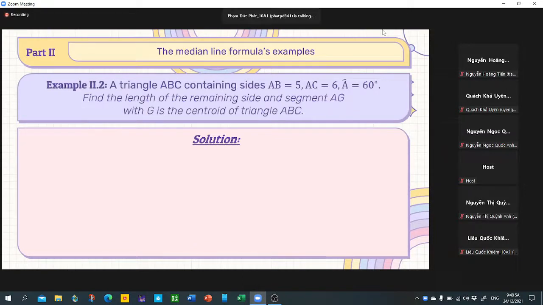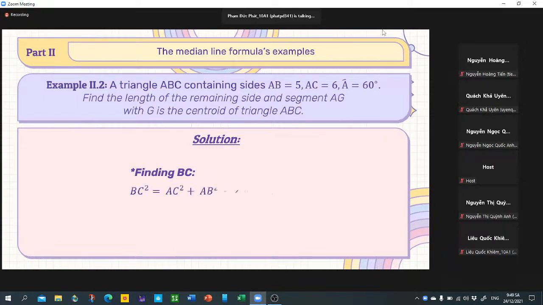Continuing with example 2, a triangle ABC containing sides AB equals 5, AC equals 6, and angle A equals 60 degrees. Find the length of the remaining side and segment AG, which G is the centroid of triangle ABC. Let's take a look at our solution.